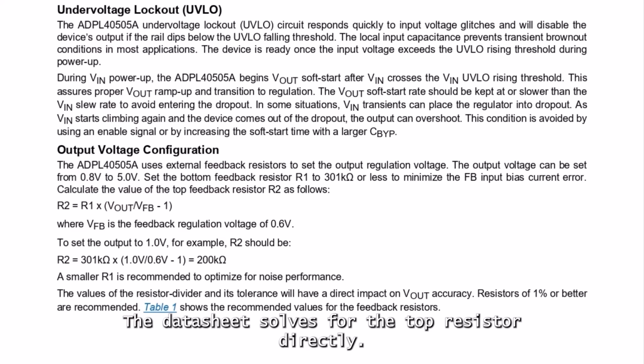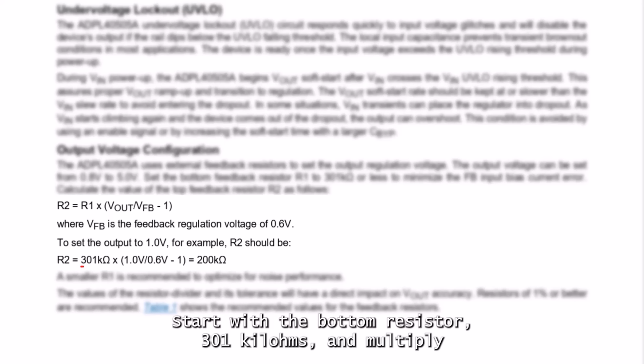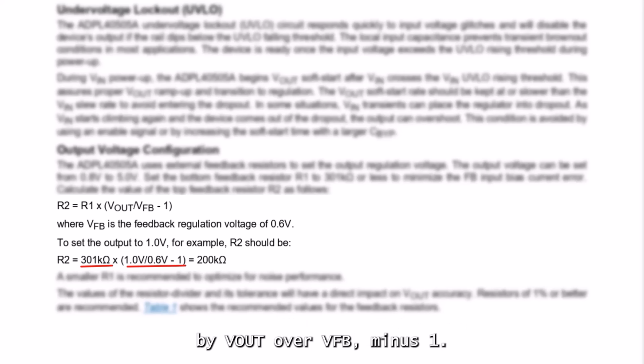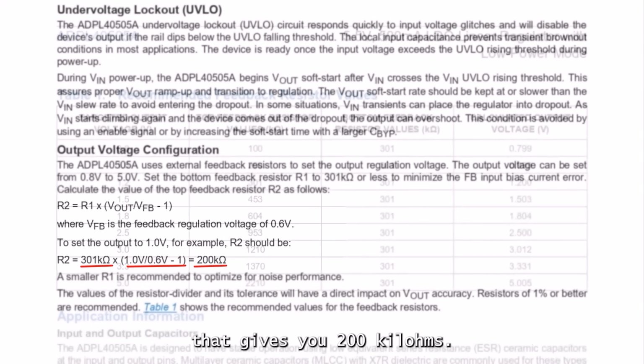The datasheet solves for the top resistor directly. Start with the bottom resistor, the 301 kilo ohms, and multiply by V out over V feedback minus 1, with a target of 1.0 volt and a 0.6 volt reference, which gives you 200 kilo ohms.